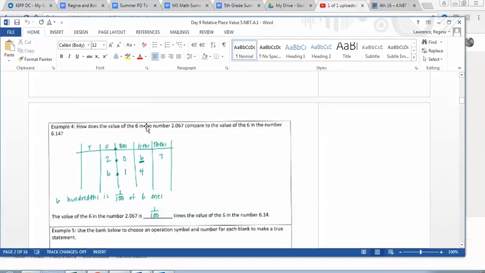So the value of the 6 in this number, 2 and 67 thousandths, is in the hundredths place, and the 6 in 6 and 14 hundredths is in the ones place. So this is 1/100th the value of 6 ones. 6 hundredths is 1/100th the value of 6 ones. I know that because it's 2 place values to the right. This is 2 place values to the right of this.